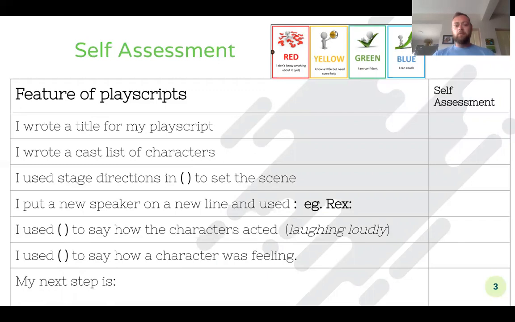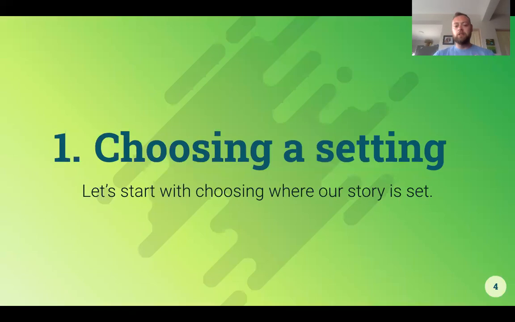All right, so let's move on to today's lesson. We're going to start thinking about choosing a setting. Where is our story going to be set? In a minute, I'm going to show you lots of different settings. Now, a setting is the place where our story takes place. I want you, whilst we go through them, to start thinking, what do you want for your setting?